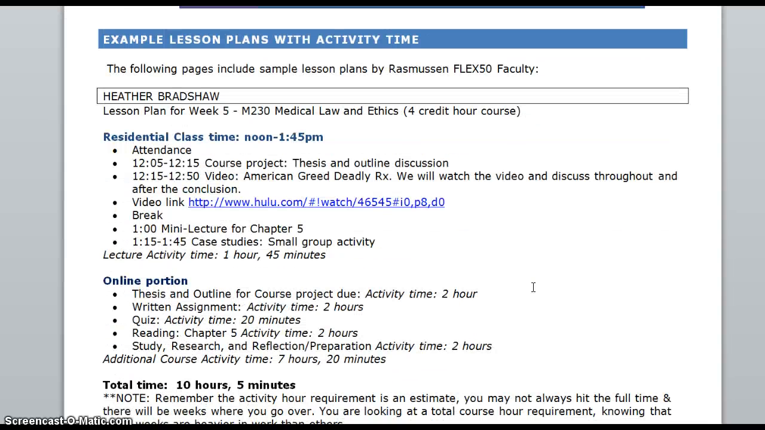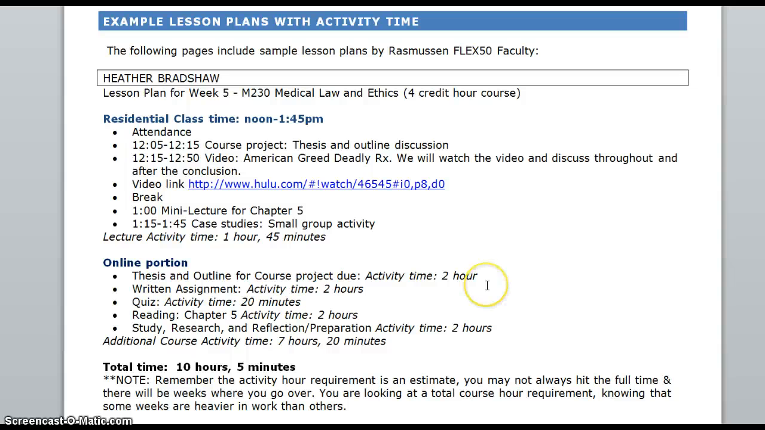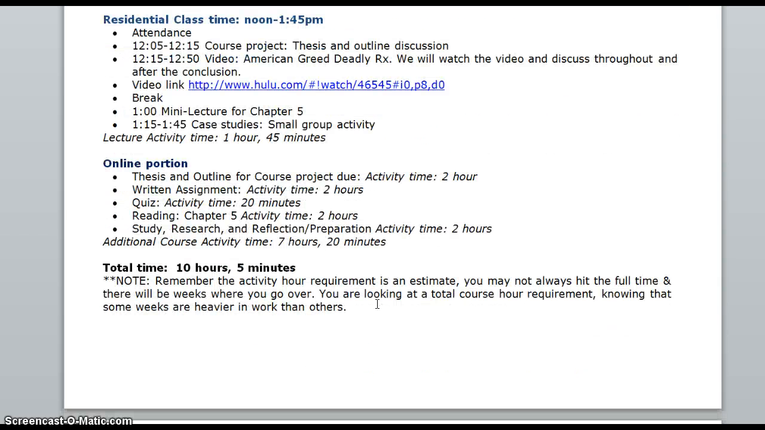And finally, the bottom portion of this document is really where you can find some examples from fellow Rasmussen Flex 50 faculty. They have broken down their own lessons to give you the amount of time that it took them, or what time they expect students to have in the online portion, and then how much time they spend on campus. So you can see these different activity breakdowns, and then how much time it will take on campus or online to do these different activities.